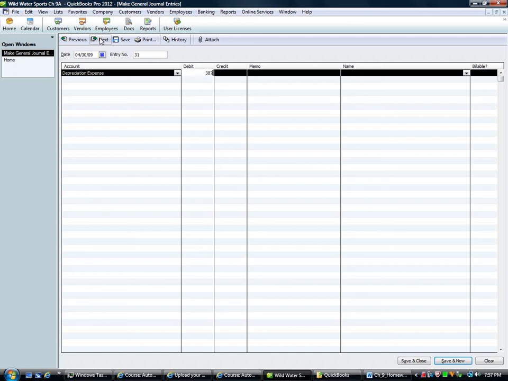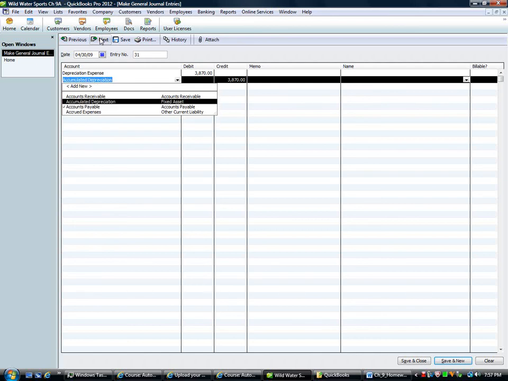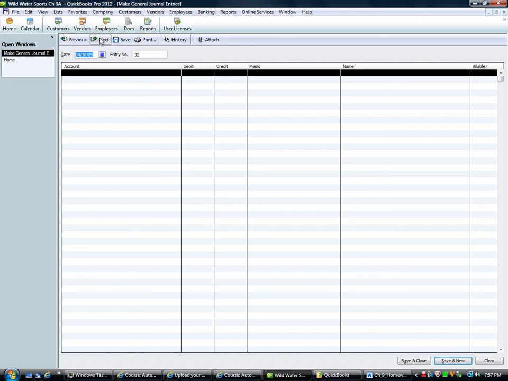So 3870. We're going to debit the depreciation expense and credit the balance sheet account, which is accumulated depreciation. Accumulated depreciation is a contra asset account. It's going to be related to the equipment account, and the equipment account is what we purchased it for. Accumulated depreciation represents the amount we depreciated it by. Therefore, the equipment minus the accumulated depreciation will then be the book value. Okay, save and next on that one.